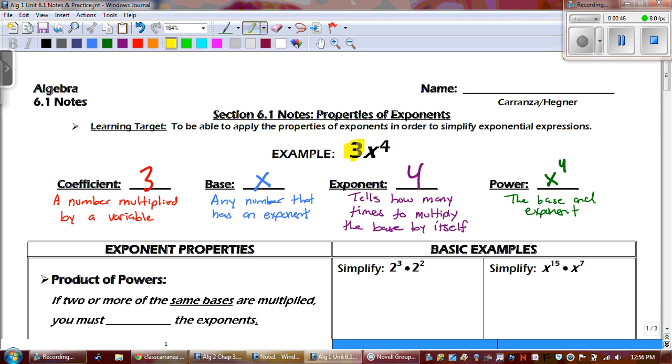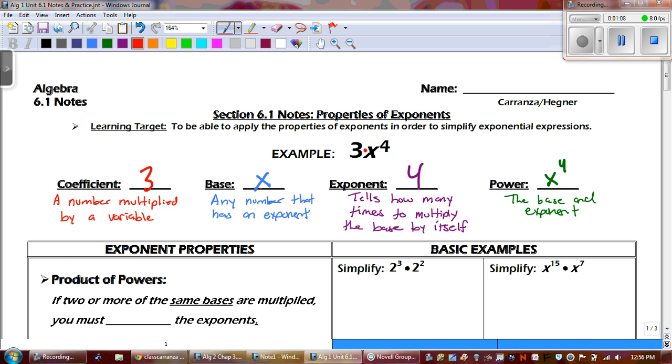Okay? So the 3 is being multiplied by the x. And in this scenario, the 4 does not apply to that. That exponent doesn't apply to it. Okay? The base is any number or variable that has an exponent.